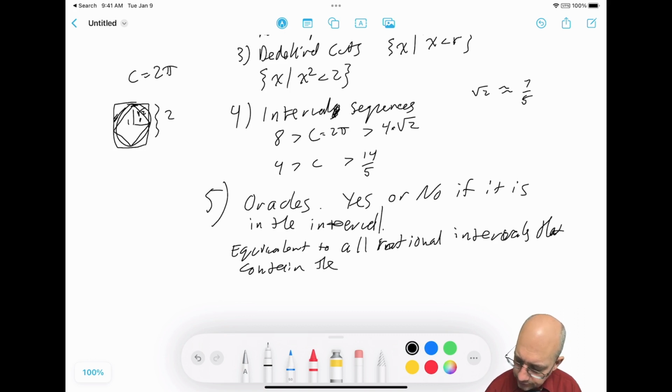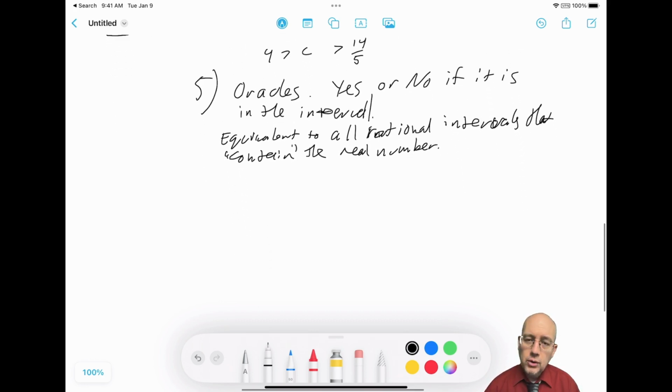that contain the real number. Now again, I'll just put quotes around "contain" because we're defining the real number, right? So it's not actually in the interval, but it's this idea that we can say, yes, I am in this interval, or no, and that's how we approach this real number. So it's a thing, it's a concept out there.